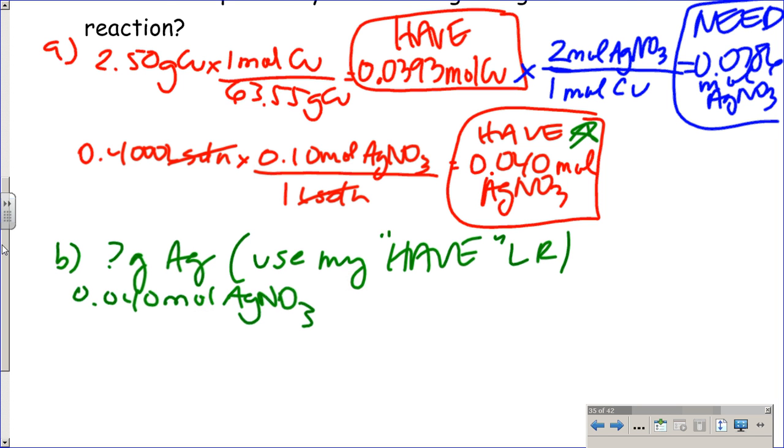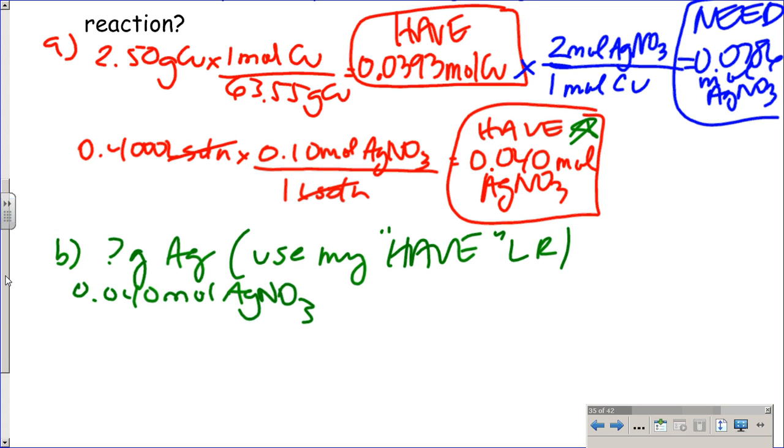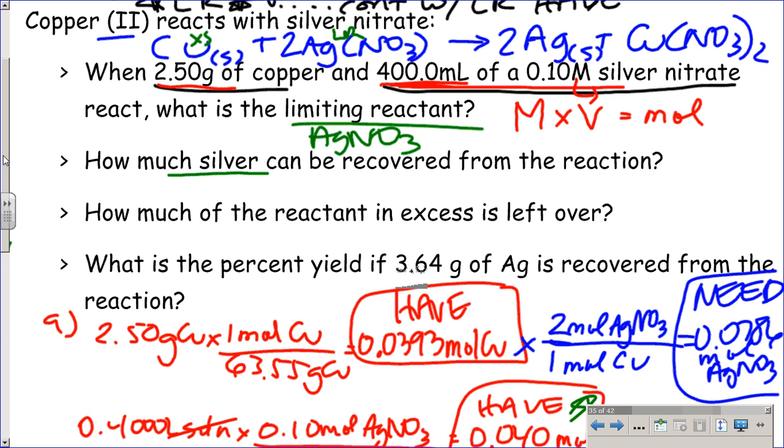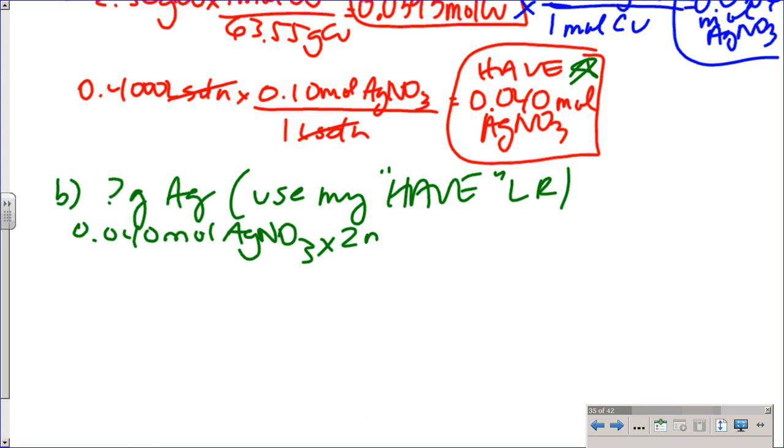Mole ratio from the BCE, right? So what's the mole ratio between silver and silver nitrate? 2 to 2. And I'm going to scroll back up here just to show you that. So there's 2 silver nitrates and there's 2 silvers produced, so that's a 2 to 2 mole ratio, which I'm going to write right here. 2 moles of silver for every 2 moles of silver nitrate used up in this reaction.